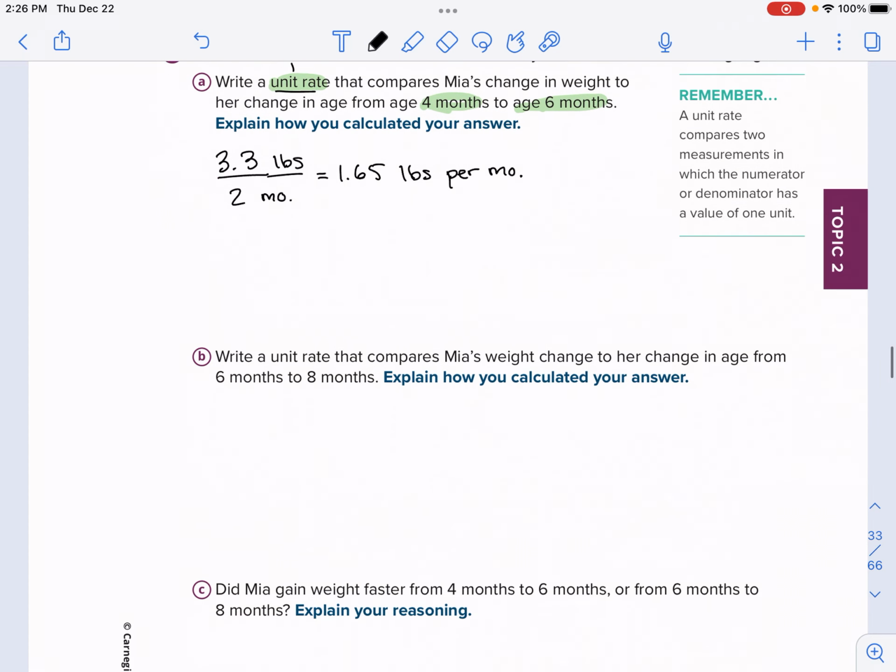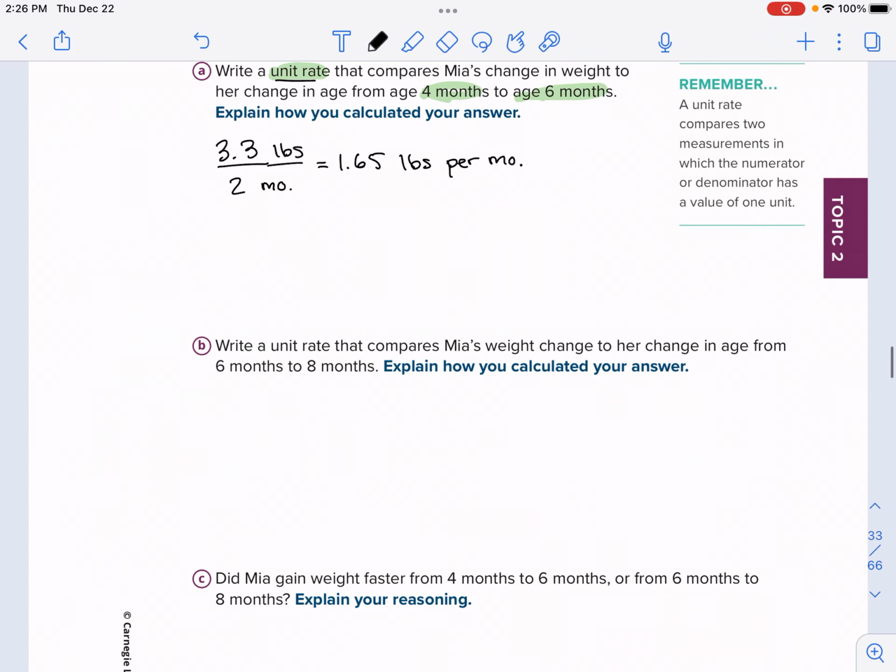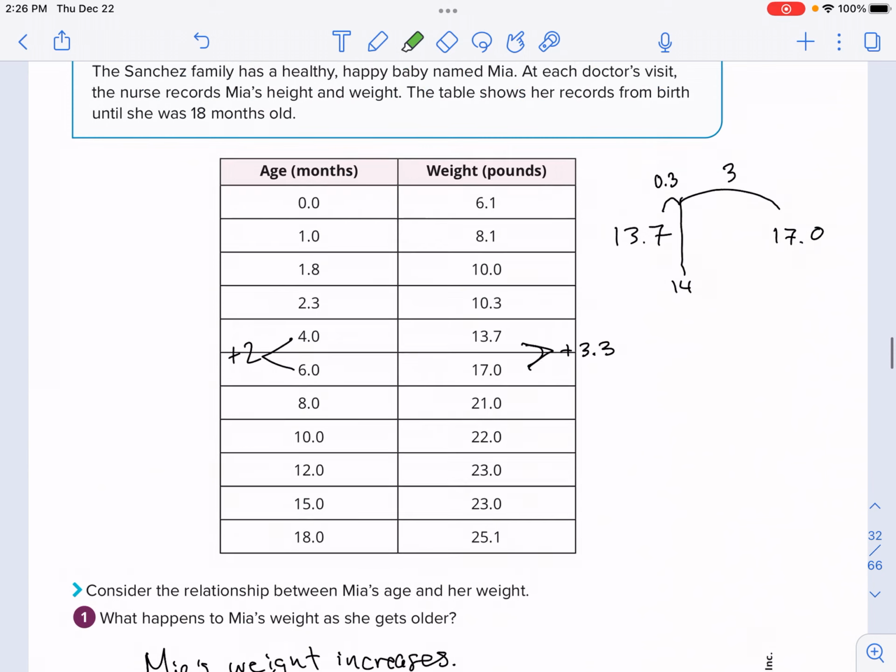All right. And now we're going to compare that with a different amount. B, write a unit rate that compares Mia's weight change to her change in age from 6 months to 8 months. So let's go to that on the table. So that's the next part. 6 to 8 months, that's also an increase of 2. But what is this increase? 17 to 21, that is an increase of 4.